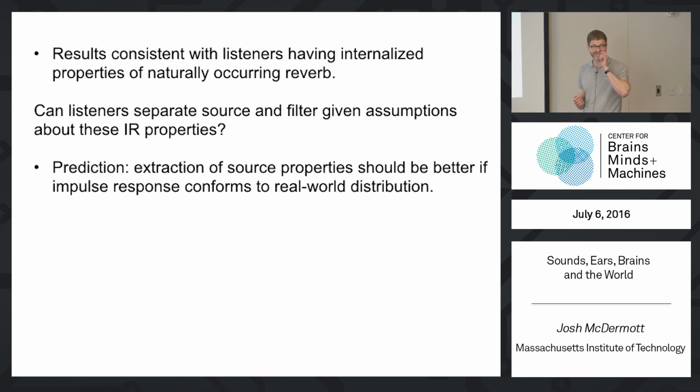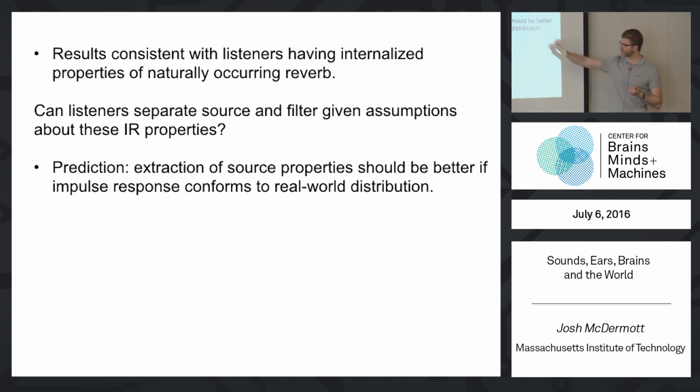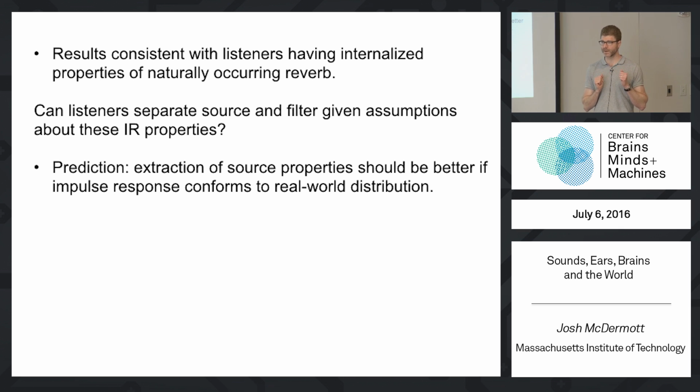Okay, so the very last thing, and then we'll wrap up, is we wanted to see whether listeners could use these regularities to separate the sound source from the effects of the environment. The key prediction is that our ability to extract properties of the source ought to be better for impulse responses that conform to the real-world distribution. Remember, we're talking about an ill-posed problem here. The only way you can solve it is with knowledge of those regularities. So the notion is that if you violate those regularities, that ought to interfere with your ability to estimate the things you're trying to estimate.